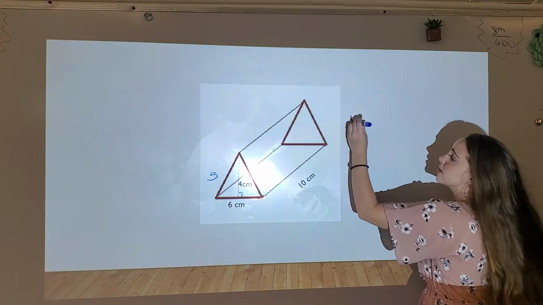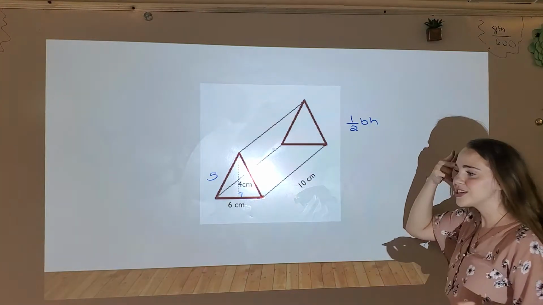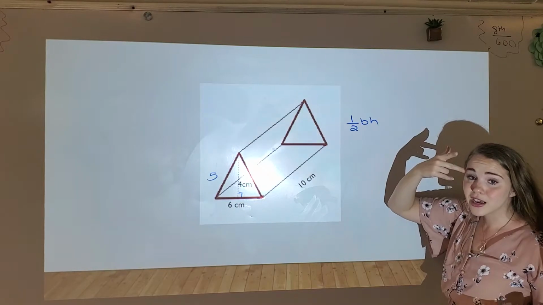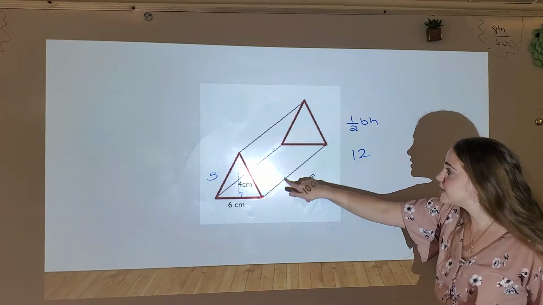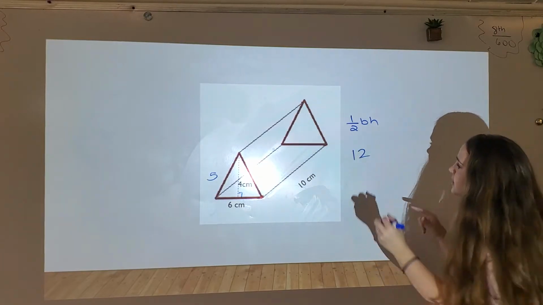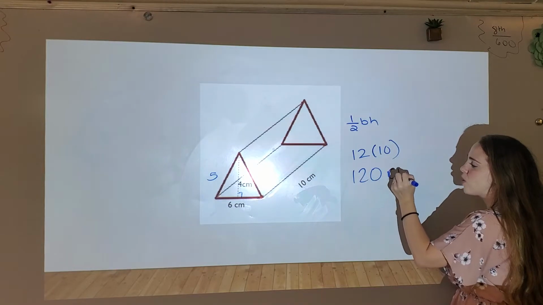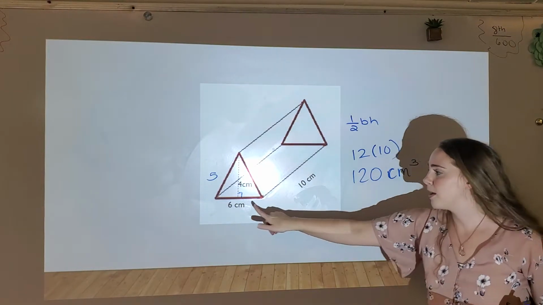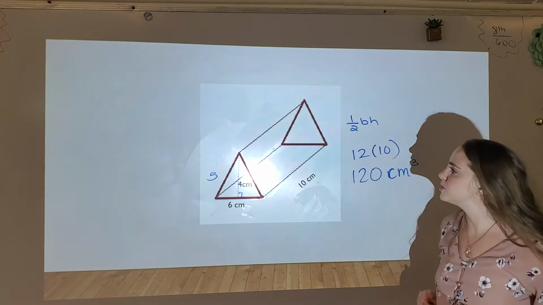To find the area of a triangle, 1/2 base times height, in my head, 6 times 4 is 24, half of that is 12, right? And then this line connects the 2 bases, so we multiply, and this one's easy: 120 centimeters cubed, because centimeters times centimeters times centimeters is centimeters cubed.